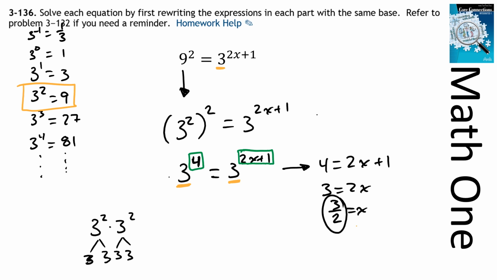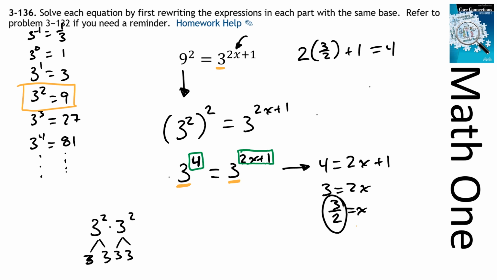So when x is 3/2 or 1.5, this equation up above is true. And you could plug that back in to check it. If I plug 3/2 in there, I've got 2 times 3/2 and then plus 1. Well, when you multiply 2 times 3/2, you get 3, and 3 plus 1 is 4, so this is 4.